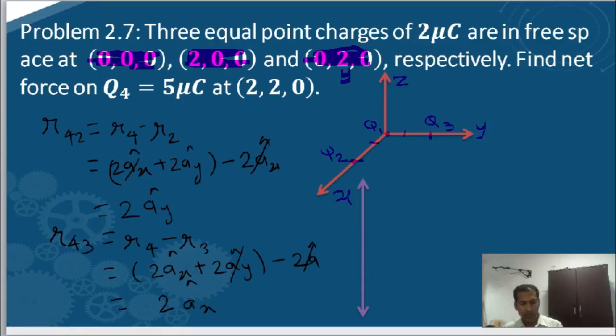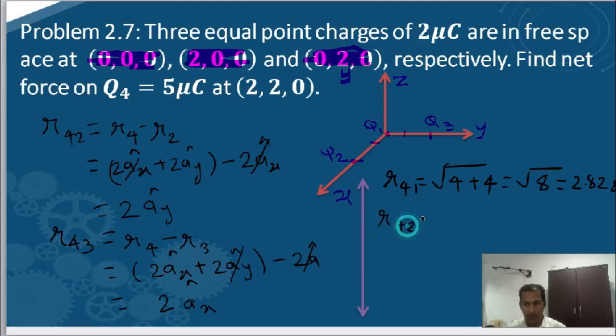Okay, now let us see the magnitude for the force from point 1 to 4. So we calculate the magnitude as square root of 2 squared, 4, plus 2 squared, 4. So this value is root 8, and if we calculate it, it is around 2.828. So this is R41. Similarly we will get R42, which if we calculate is 2, and the R43 magnitude is also equal to 2.